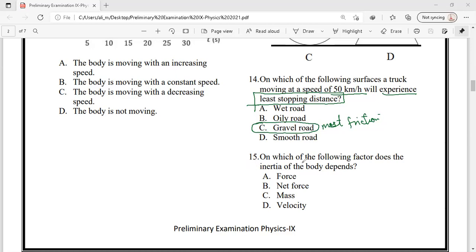Question number 15. On which of the following factors does the inertia of the body depend? So the inertia of the body depends only on the mass. Greater the mass of the body, greater will be its inertia.